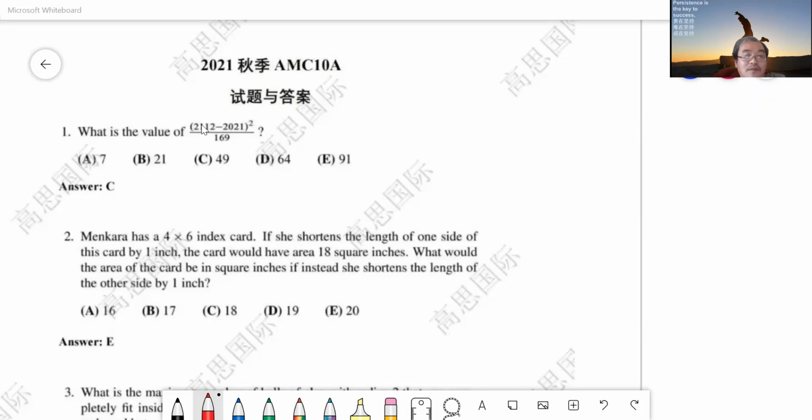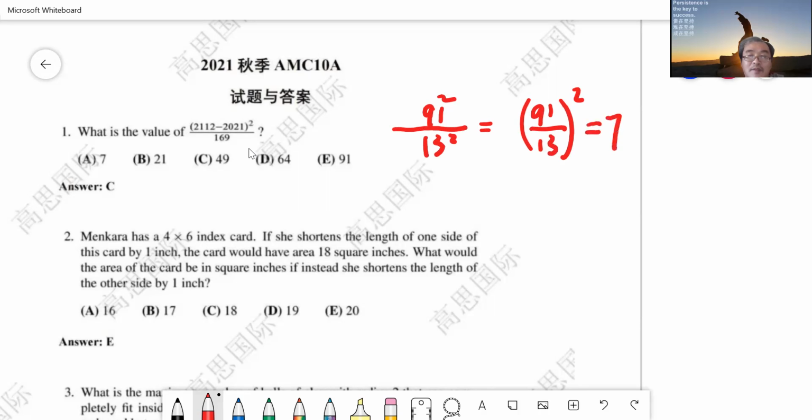What is the value of (2112 minus 2021) squared over 169? Yep, we're gonna start from the parentheses. The parentheses subtract gives us 91 squared. The bottom line, we can recognize 169 is 13 squared, right? So we can simply put this on the same exponent too. So we have 91 over 13, which is 7. Then we have 7 squared equal to 49. So we have answer C.